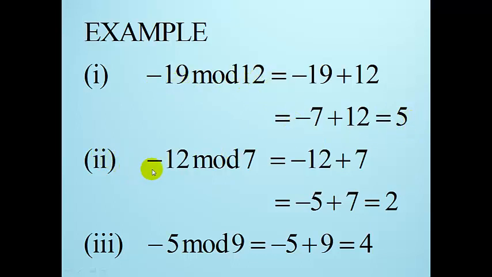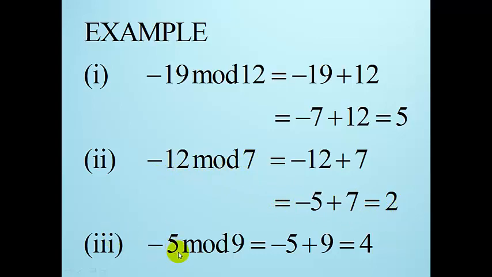Now minus 12 mod 7. Because the number is negative and we are working in mod 7, we have to add 7 to the number minus 12 until we get the first positive answer. So minus 12 mod 7 is equal to minus 12 plus 7. And minus 12 plus 7 is equal to minus 5. Because the answer is still negative, we continue to add the modulo, so plus 7 again. And minus 5 plus 7 is equal to 2. So 2 is our first positive answer, and therefore minus 12 mod 7 is equal to 2.